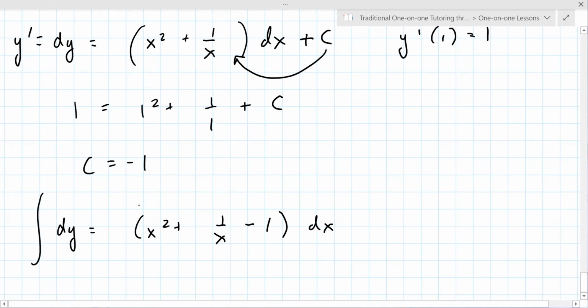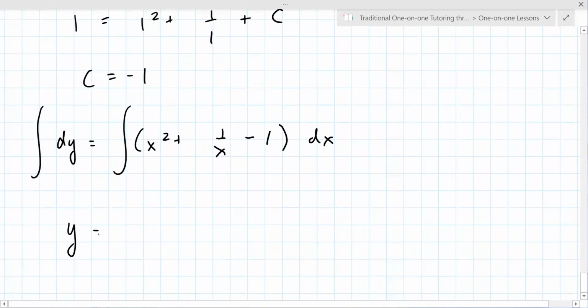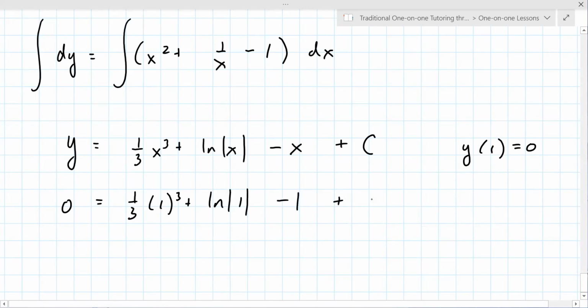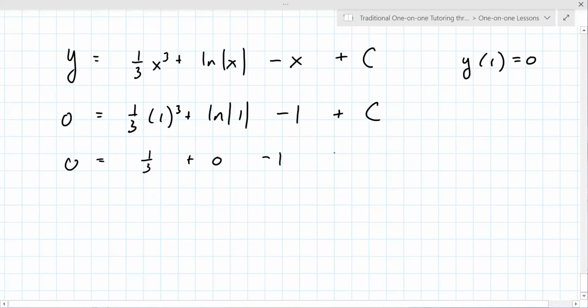Now you're going to integrate both of these again. Y equals 1/3 x cubed plus natural log of the absolute value of x minus x plus c. And then you've got this other initial value, y of 1 equals 0. So 0 equals 1/3 times 1 cubed plus natural log of 1 minus 1 plus c. This is 1/3 plus 0 minus 1. So these two make minus 2/3. We add 2/3 over here.